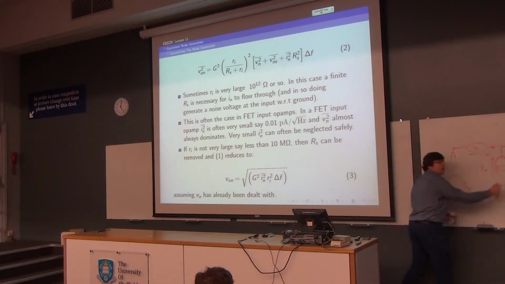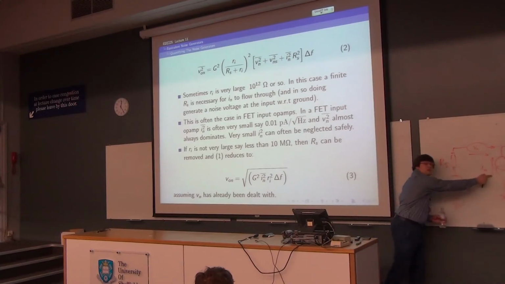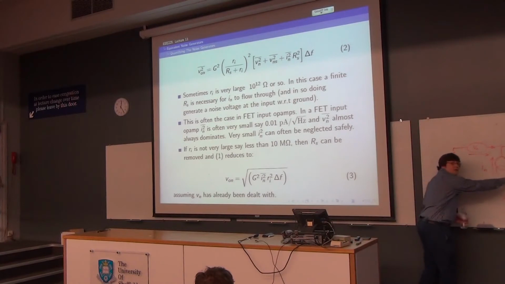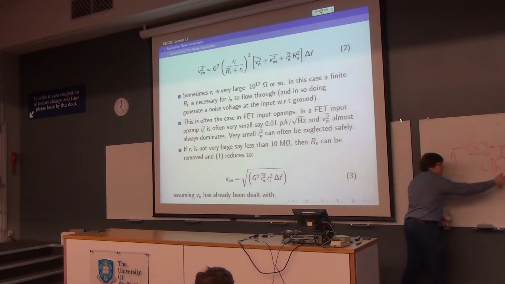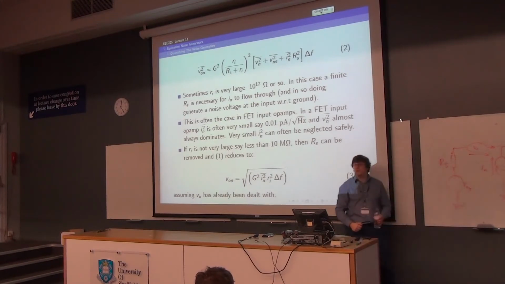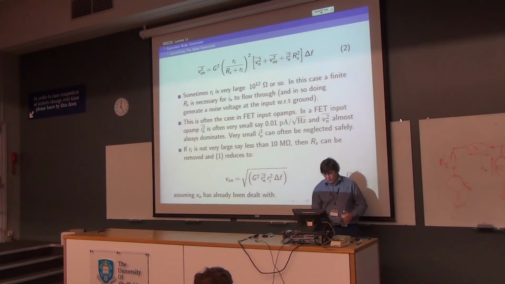That and that appear parallel with each other as far as this is concerned. If this is 10 to the 12 and this is quite small, the parallel combination is quite small, and the big input resistance makes no difference. Yeah or no? Good. Got one yes, that's enough to carry on.